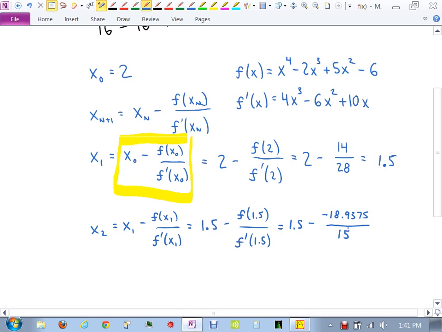Is that right? Oh, no, it's not. I typed something in wrong. My apologies. The numerator, I think, is wrong. I'm not going to go through another step of this. This is the last step I'm going to do.